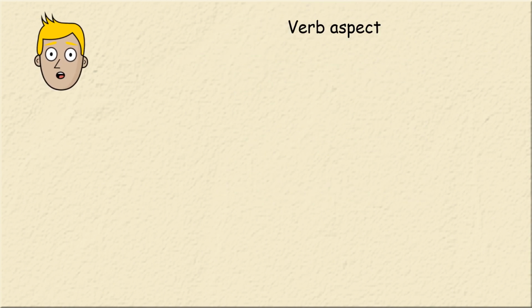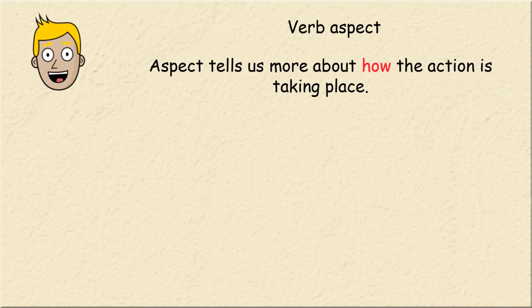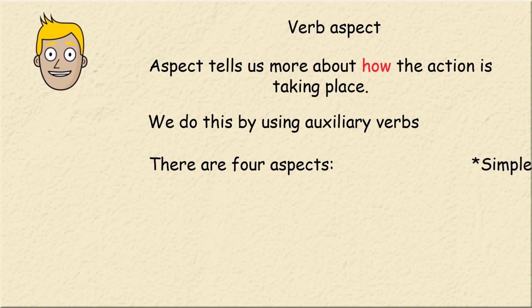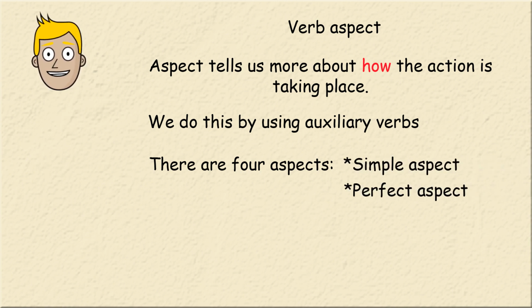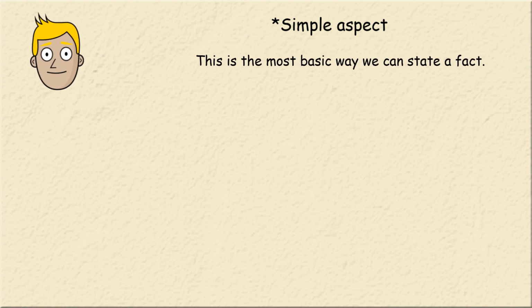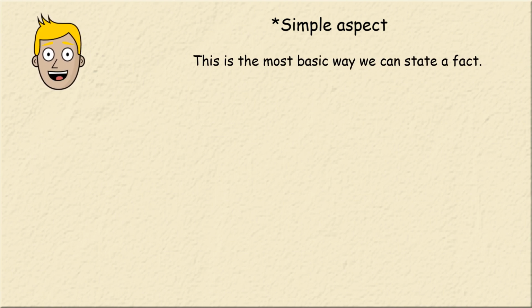Next up, we have verb aspect. One way of looking at verb aspect is to see it as an upgraded version of tense. This means that we use aspect to tell us more about how the action is taking place. We do this by using auxiliary verbs. In this video, we are going to look at the simple aspect, perfect aspect, progressive aspect, and progressive perfect aspect. The first one we are going to discuss is the simple aspect. This is the most basic way we can state a fact.